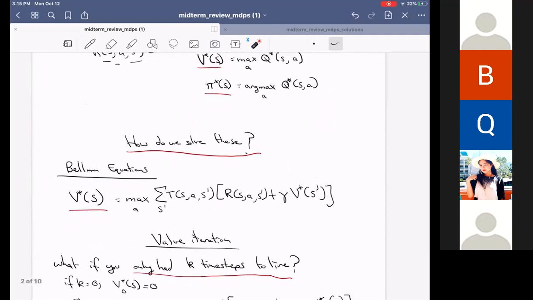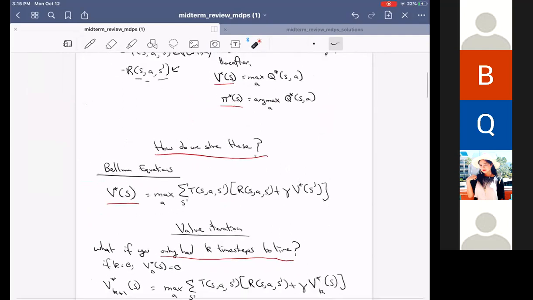Is the symbol next to the V star a gamma or an alpha? That's a gamma. Sorry, that's a discount.